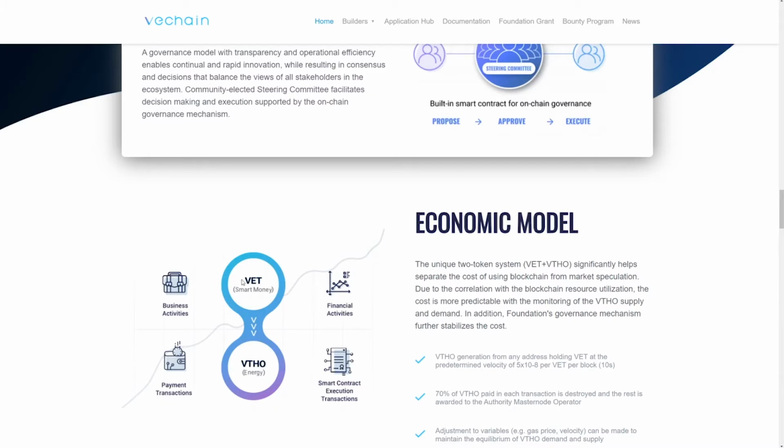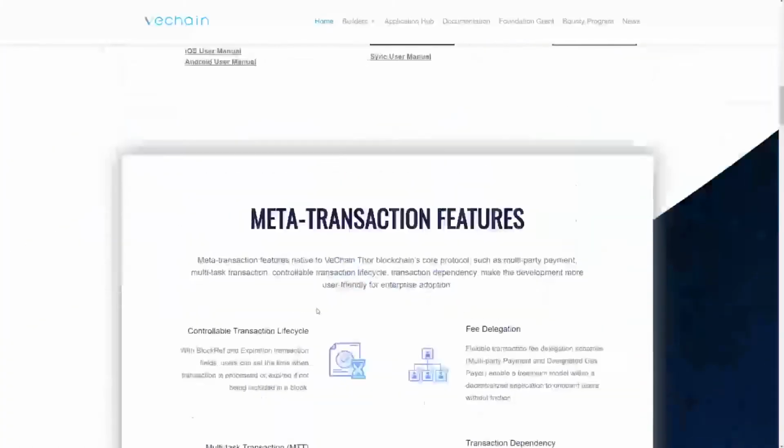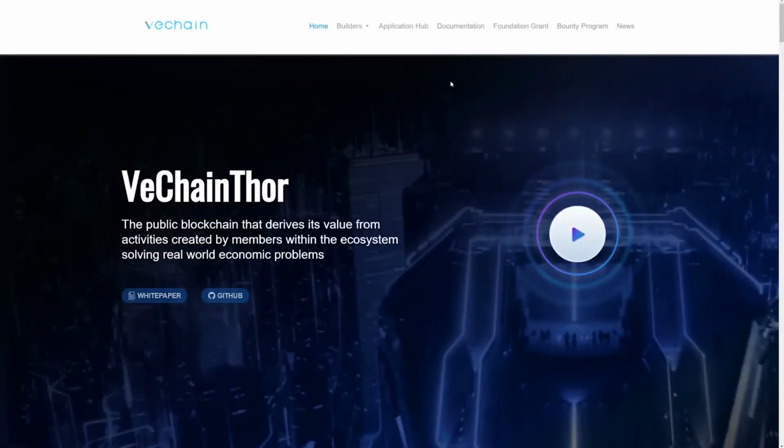The difference is that the VeChain token has a limited supply. We will check this on CoinGecko in a second. And the VeChain Thor token doesn't have a limited supply. And this is pretty much it for this short overview. Now let's jump into the tokenomics and the price chart.